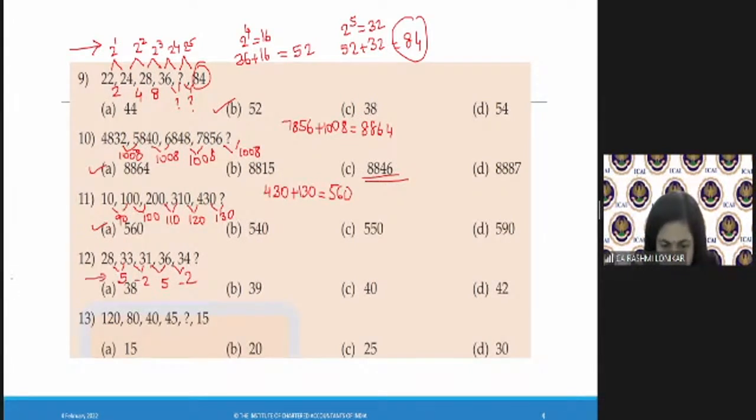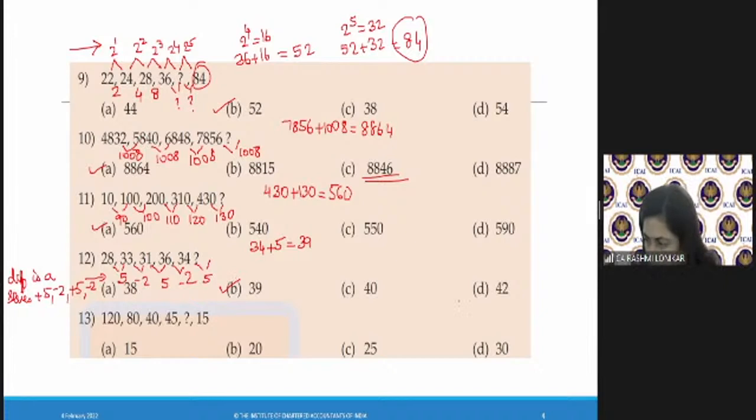The difference is a series: plus 5, minus 2, plus 5, minus 2. Okay, so what will come next? This will be plus 5. So what will happen? 34 plus 5, which is equal to 39. So what will be the number? B, 39.